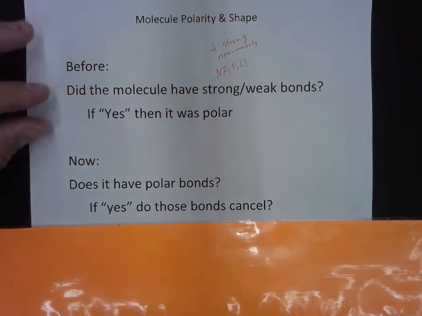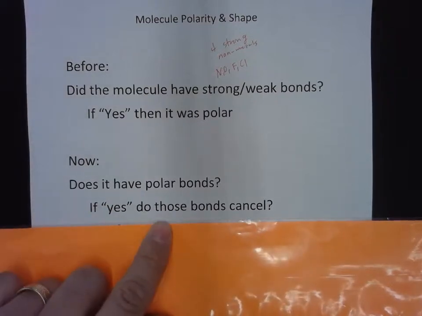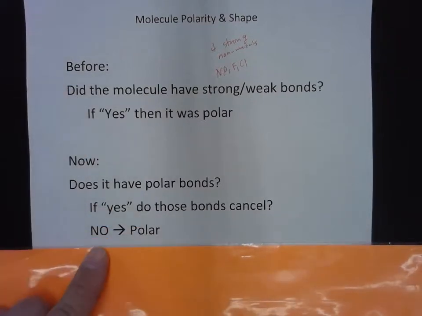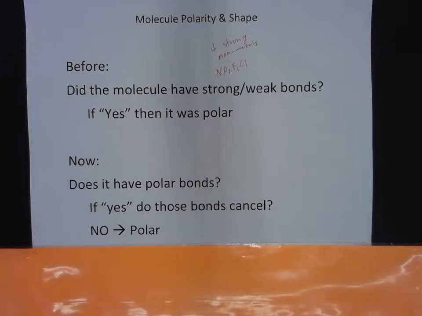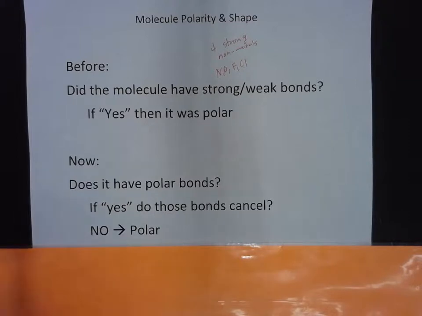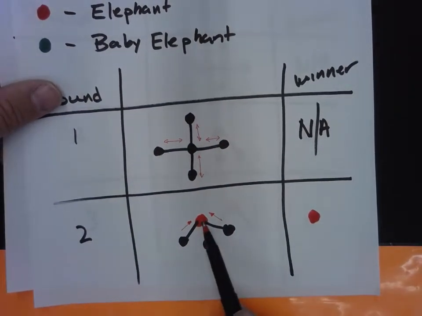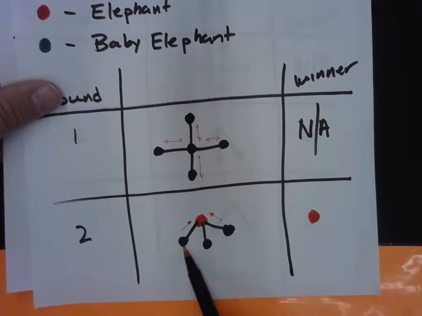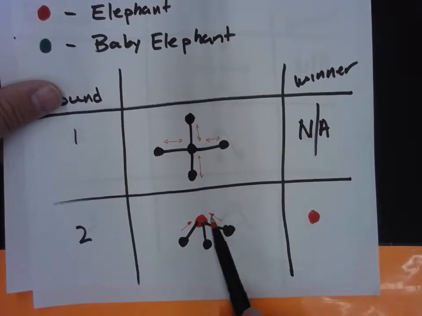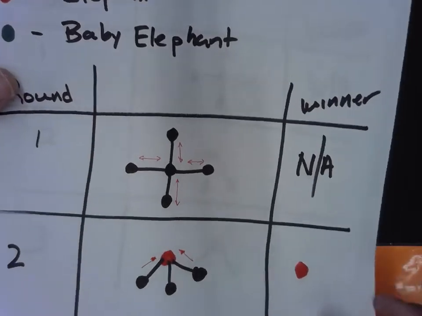So now we ask, does it have a polar bond? If the answer is yes, do those bonds cancel? If no, they don't cancel, then it's polar. What's an example of that? Look. Polar, right? Strong, weak. Strong, weak. Those bonds do not cancel. They are polar.